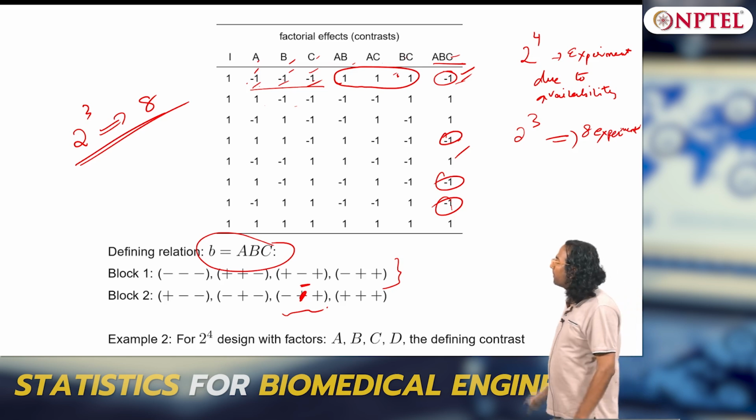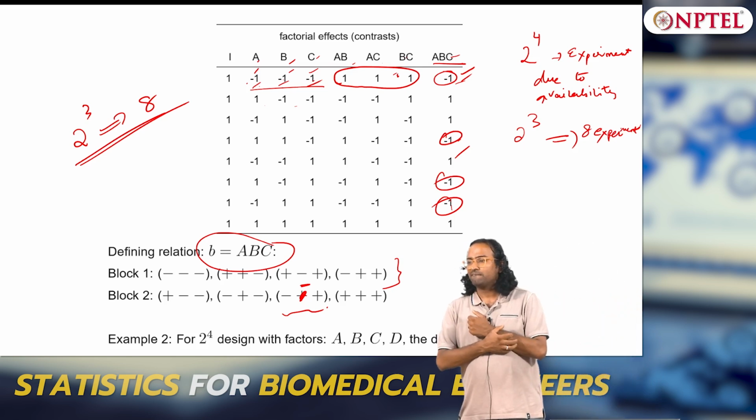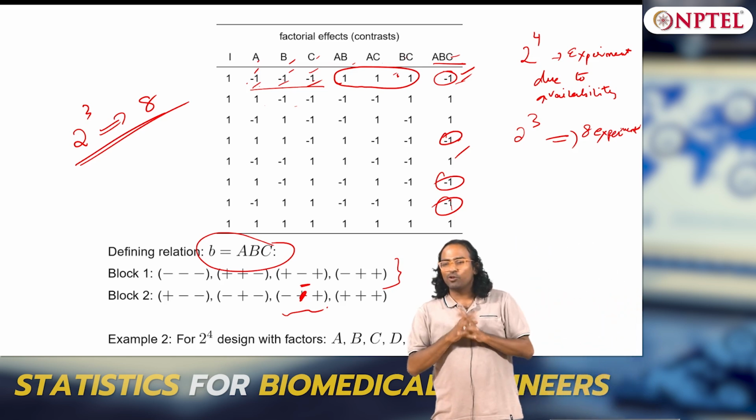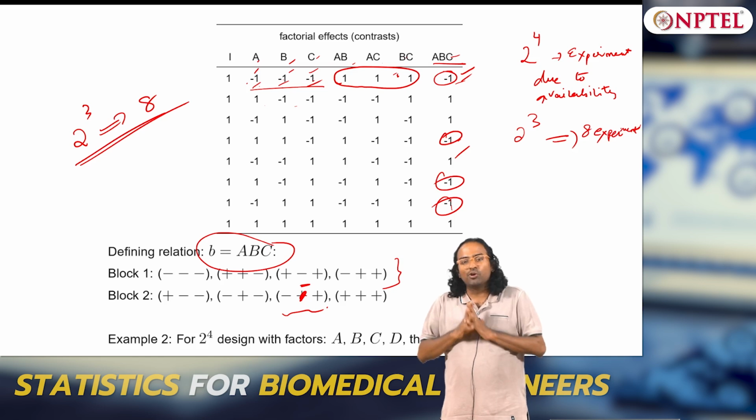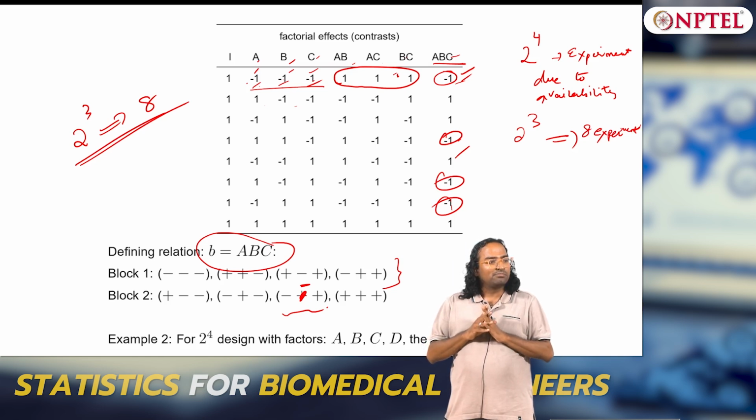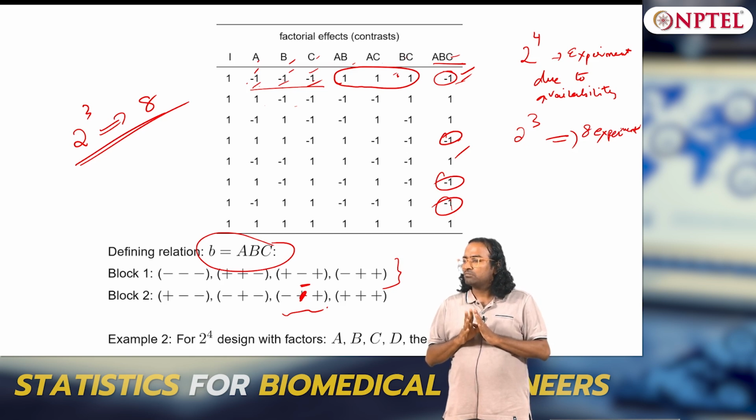So how did we come up with this table? Any idea? I gave you this table, but how do you come up with this table? Suppose you want to do only 8 experiments instead of doing 16 for each block. How do you do? For 8 experiments, what kind of factorial design can you do? 3 factorial. You cannot do 4 factorial. You can only do a 3 factorial design.